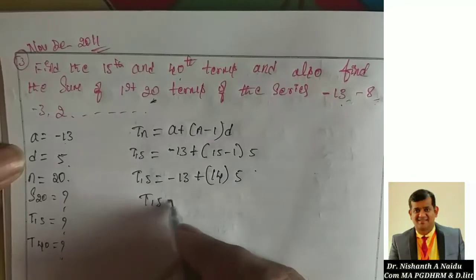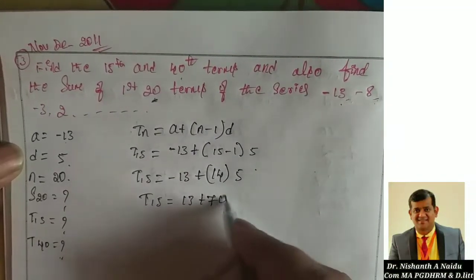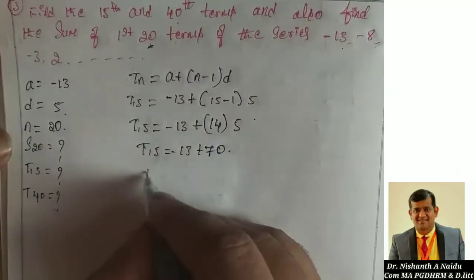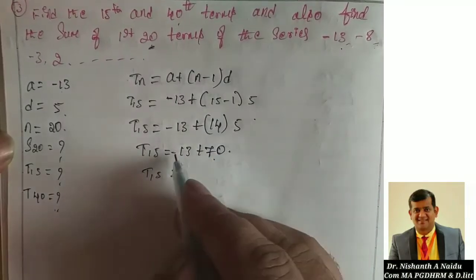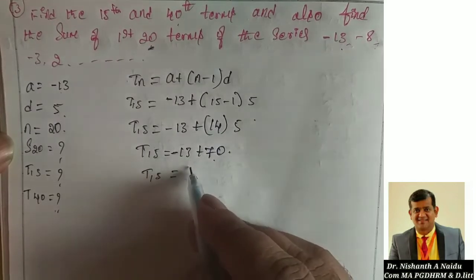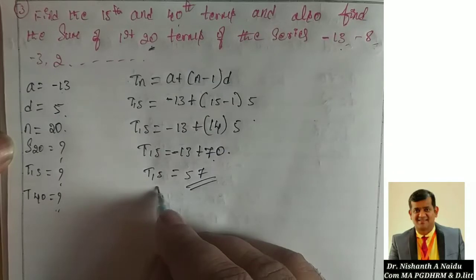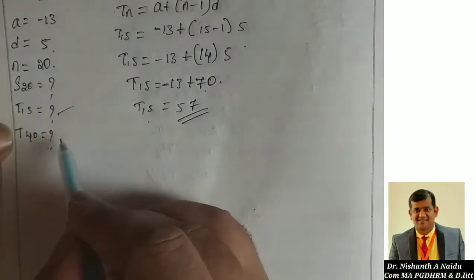So T15 equals minus 13 plus 14 5s are 70. So T15 equals minus 13 plus 70. It is a minus figure, this is a plus figure. So 70 minus 13, so you will get 57. So T15 we got is 57. Okay, so now T15 is done.